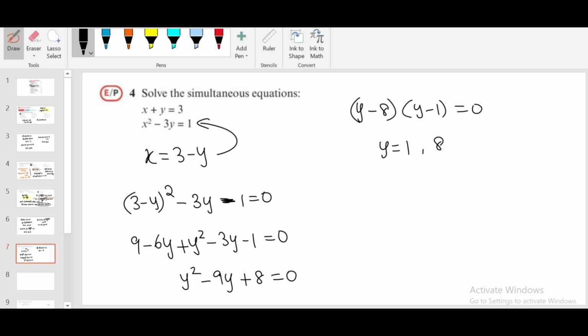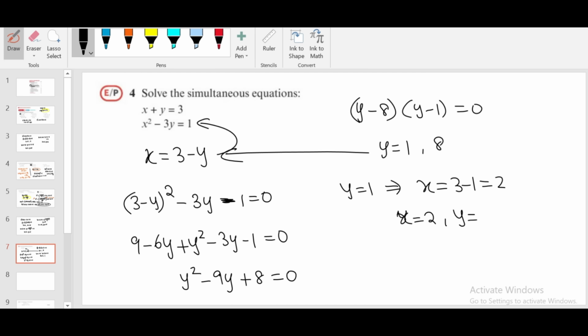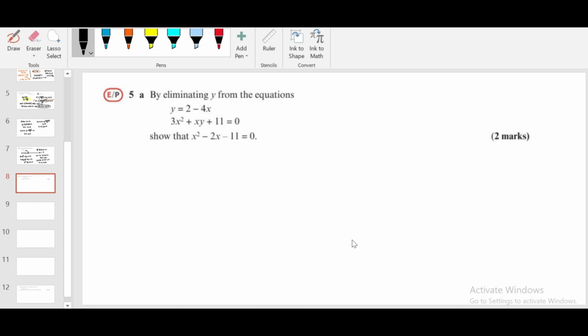Now sub in this into this equation to find x. When y is 1, x is 3 minus 1 is equal to 2. So x is equal to 2, y is equal to 1. When y is 8, x is equal to 3 minus 8, which is negative 5. So x is negative 5, y is equal to 8. That's all. Let's look at one more question.